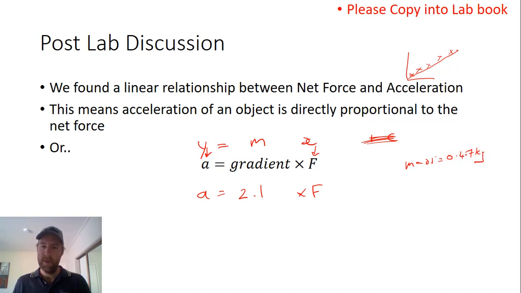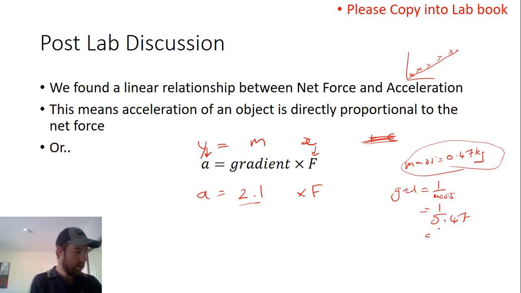kg. And there is a relationship between this number, this mass, and this gradient I got. So if I had a different mass, I would have got a different gradient in my experiment. And it turns out that the gradient is equal to 1 over mass. So let's just check that. If I do 1 divided by 0.47, I get 2.1. And that's what I've got here.